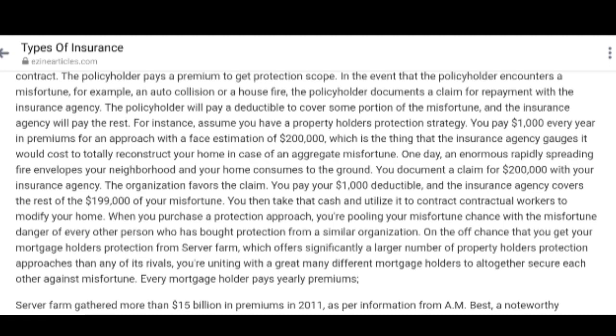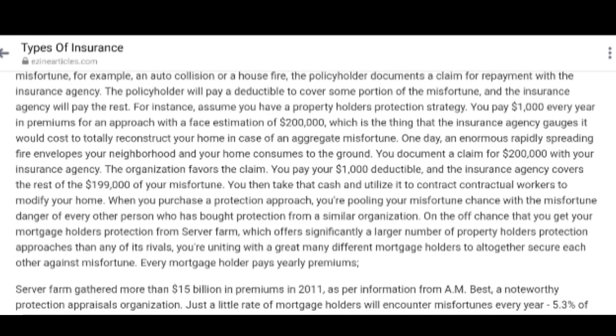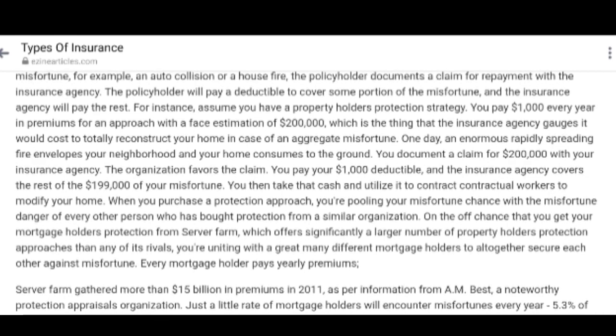In the event the policyholder incurs a loss, such as a car accident or a house fire, the policyholder files for reimbursement with the insurance company. The policyholder will be required to cover some portion of the loss through the deductible.